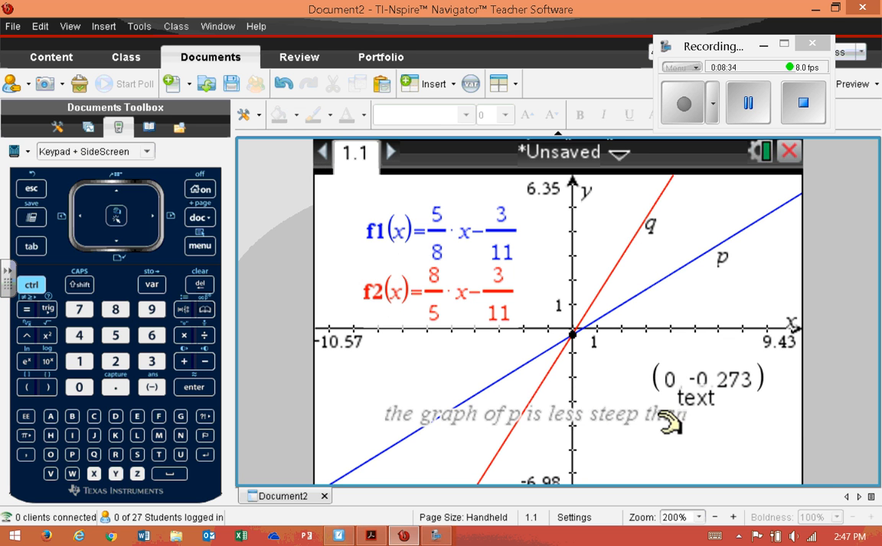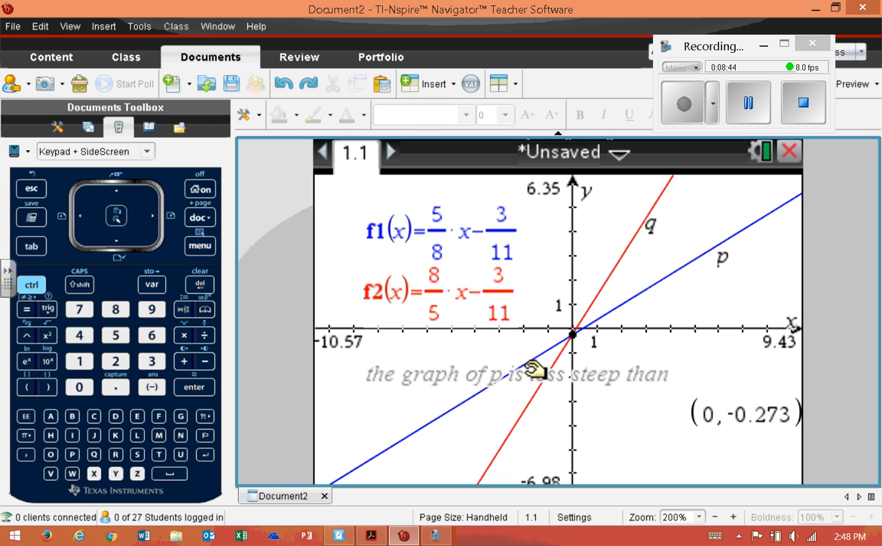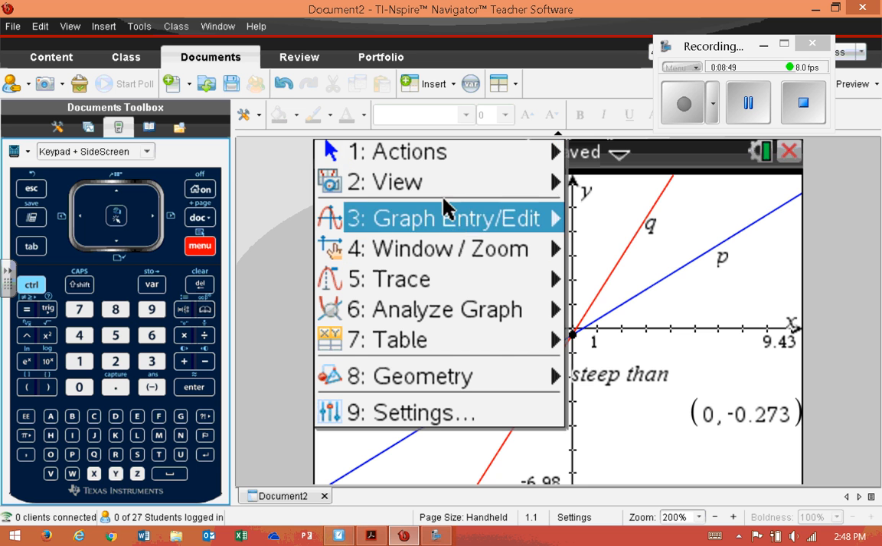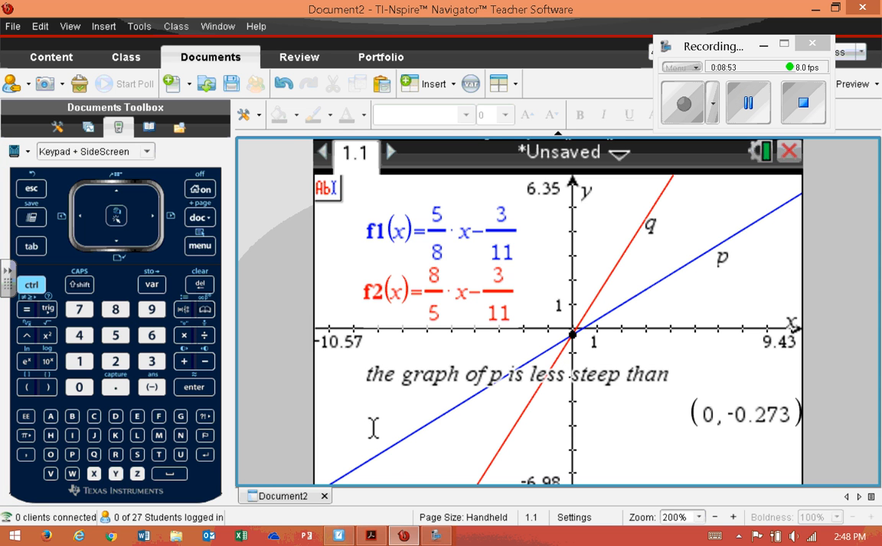The graph of P is less steep than, well, I am batting 1,000 a day. So the graph of P is less steep than, let me continue my text entry here. It'd be better if I just did the calculator part on this. And the graph of Q.